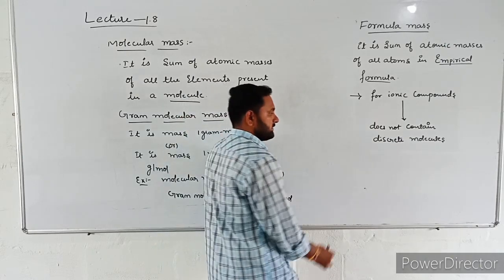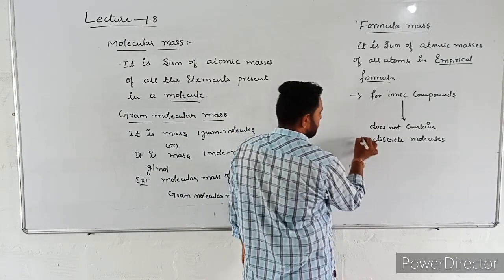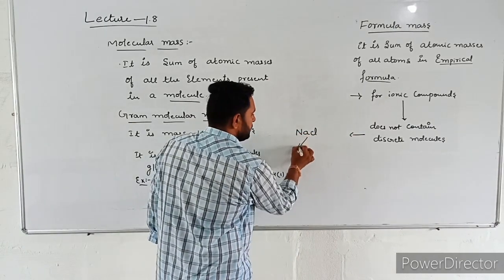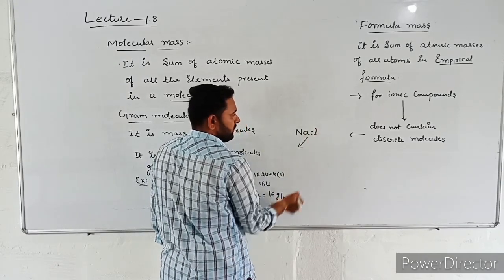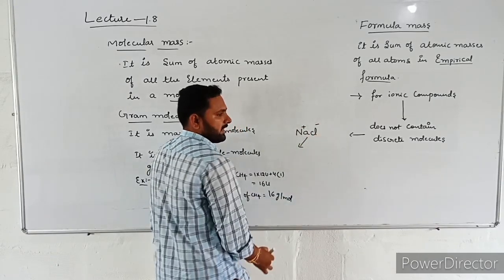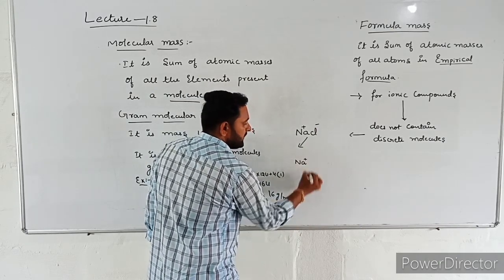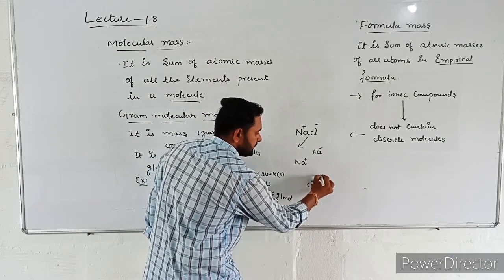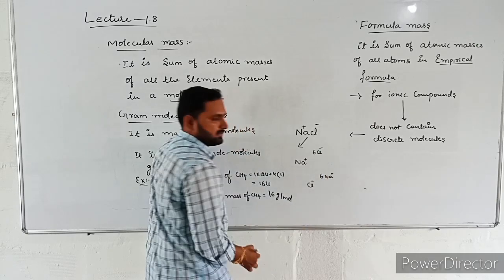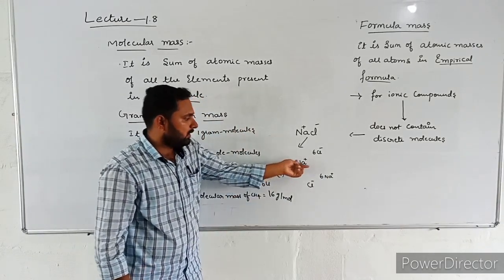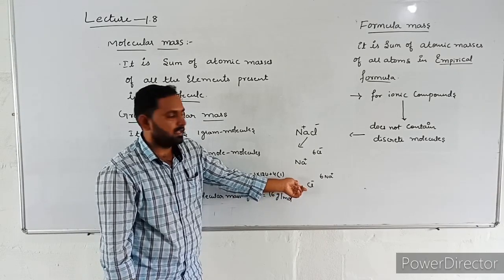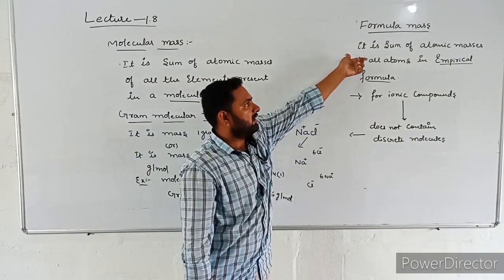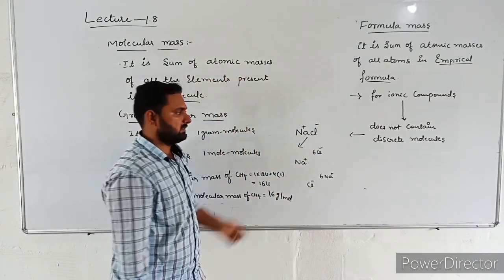three-dimensional structure. For example, sodium chloride. In sodium chloride, there are two types of ions. One is the cation, another one is the anion. This cation, Na plus ion, is surrounded by 6 Cl minus ions, and a Cl minus ion is surrounded by 6 Na plus ions. Here, only ions are arranged in three dimensions. There are no single molecules. That's why we calculate formula mass instead of molecular mass.